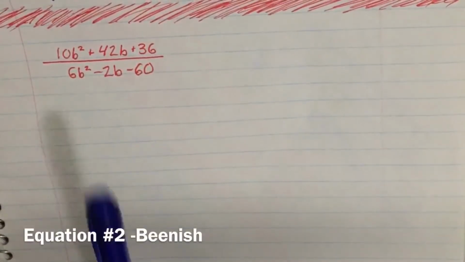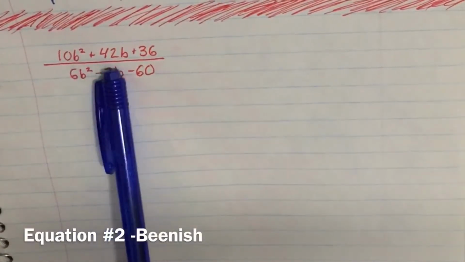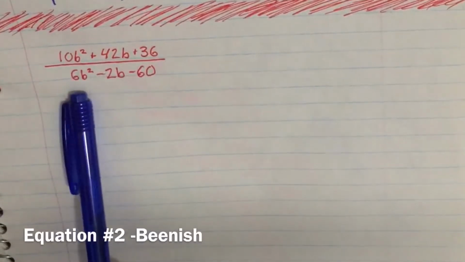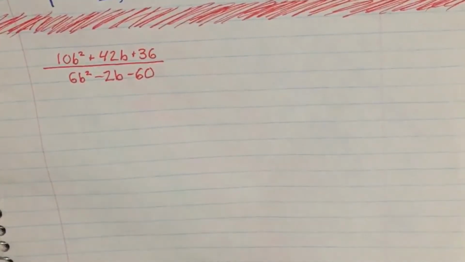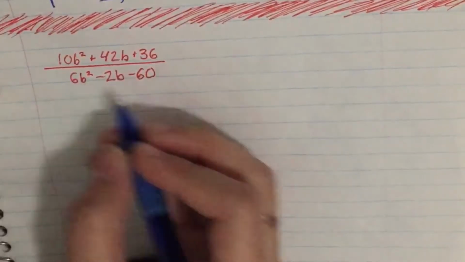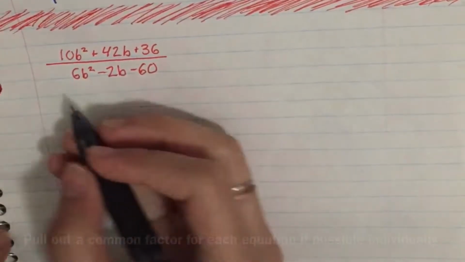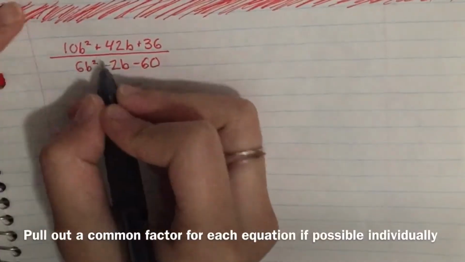Okay, so here's the second equation. It says 10b squared plus 42b plus 36 divided by 6b squared minus 2b minus 60. So the first step with this is that we're going to find, once again, a common factor for both expressions.